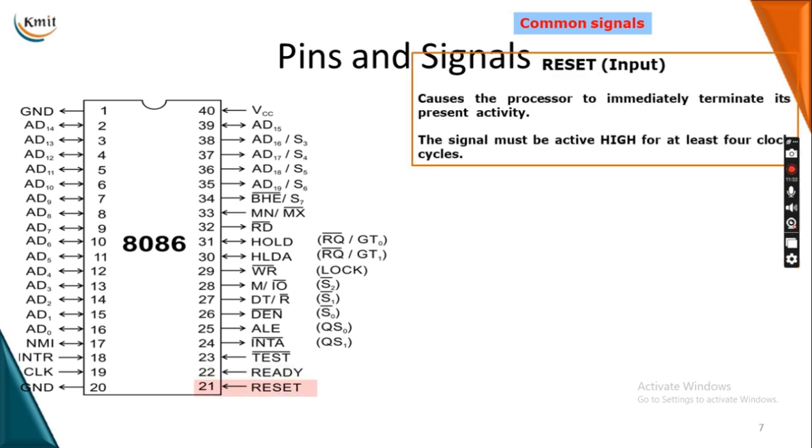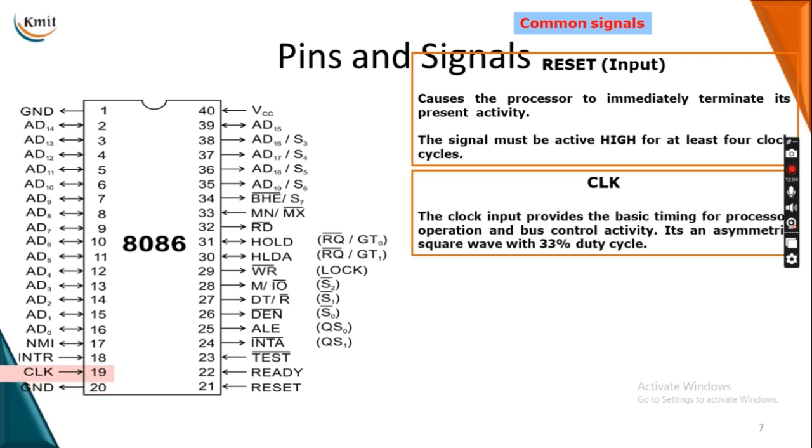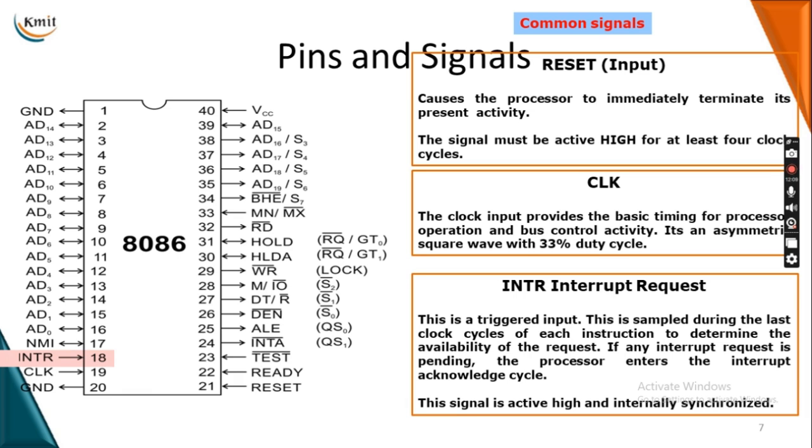Reset, it causes the processor to again reset, to immediately terminate and stop the current execution and start fresh. But the thing is, it must be active high for at least 4 clock cycles, because 8 bits. So after each reset, 8 bits will be cleared. Next, clock, it gives a clock. Next, interrupt request.